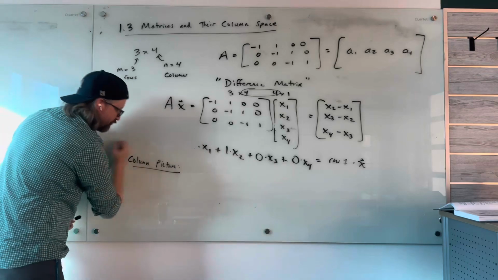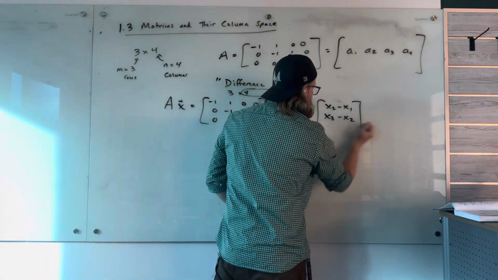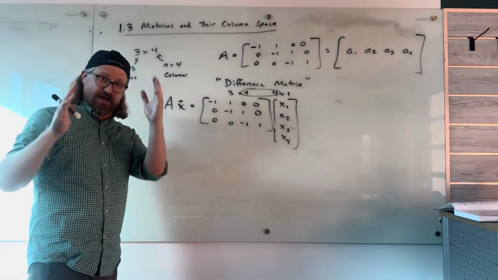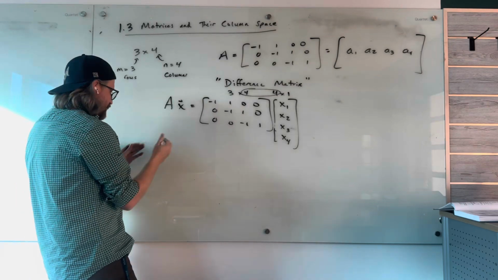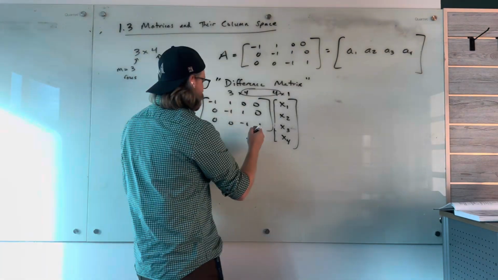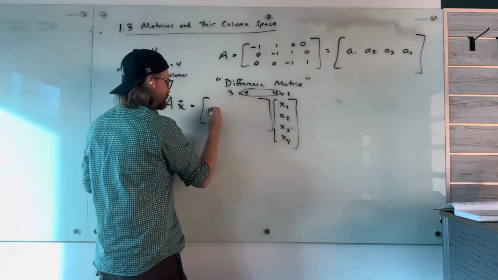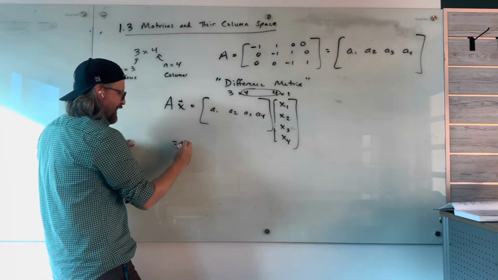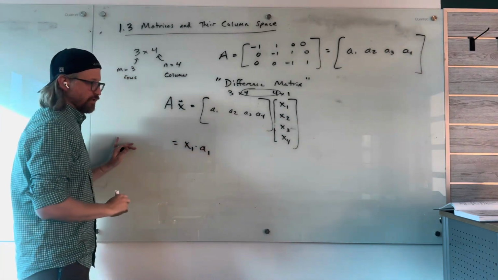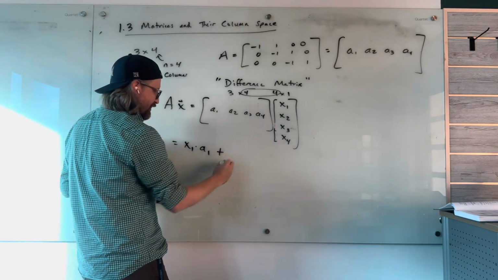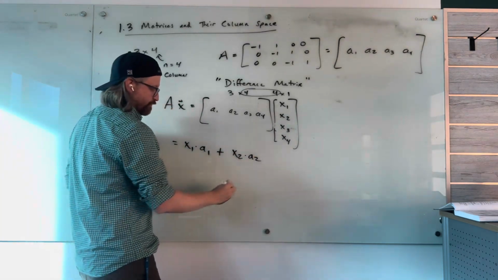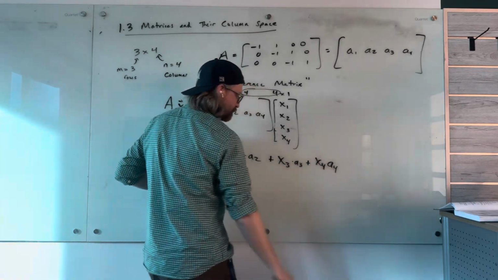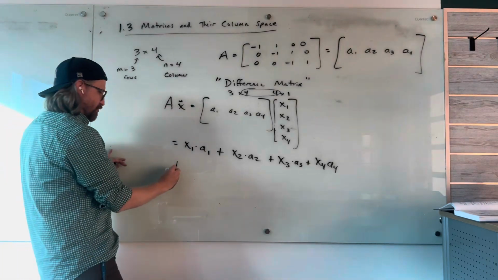So just to write out what that looks like, using the column notation from above, because now we're referring to it as A1, A2, A3, and A4, I can look at this as Ax is equal to A1, A2, A3, and A4. I can rewrite this now as x1 times A1, plus x2 times A2, plus x3 times A3, plus x4 times A4. We're now looking at a linear combination.